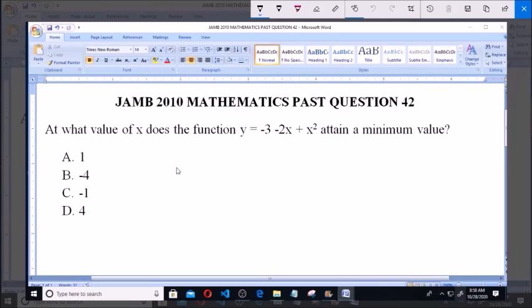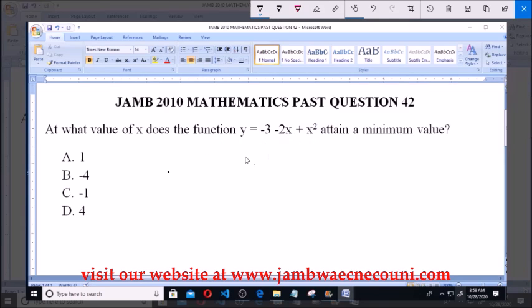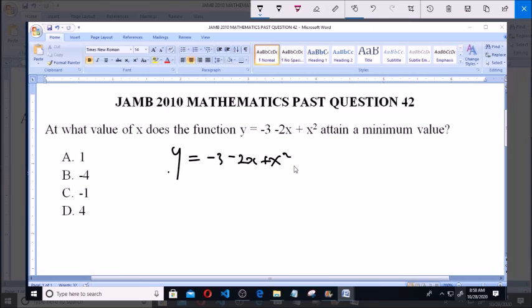What this question is trying to tell us is that this is differential calculus, that is, we are asked to differentiate y with respect to x. We're given y equals minus 3 minus 2x plus x squared. The question says: at what value of x does the function attain a minimum value?